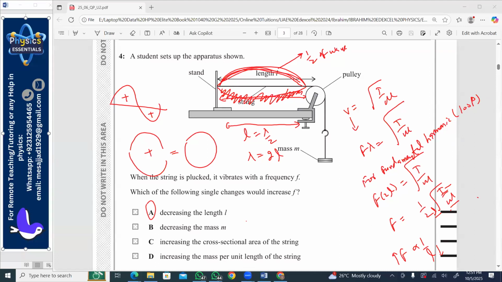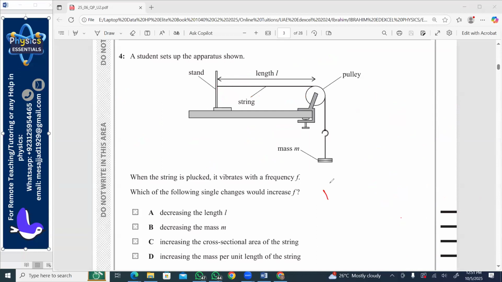And for B, C, and D, in the formula, we don't have mass, so no problem. We don't have area, and we have mass per unit length, but it is an inverse relation with the frequency and it's written increasing. It's also not an option. So the only option is actually A.